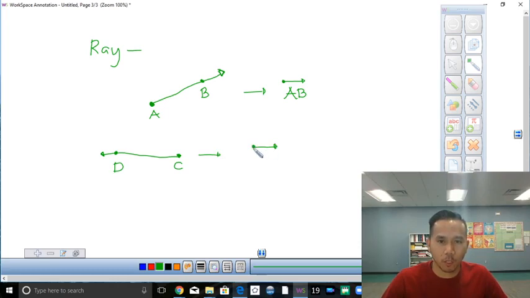Okay, this is point D, or CD, sorry. So you always have to start with the endpoint. So that is C, sorry, CD. So I'm going to put CD. So this is now ray CD. Okay, so that is a ray.